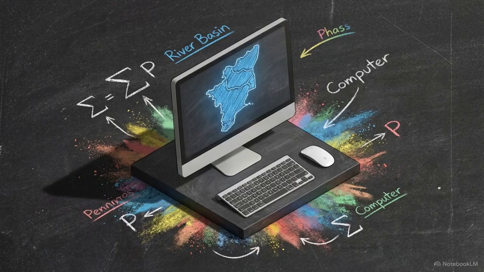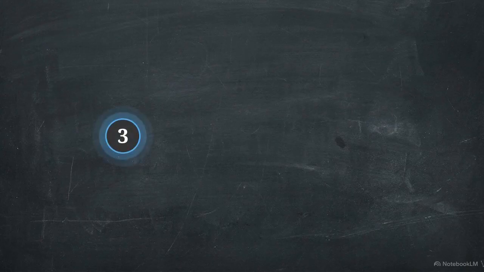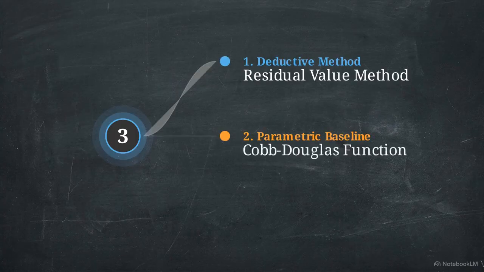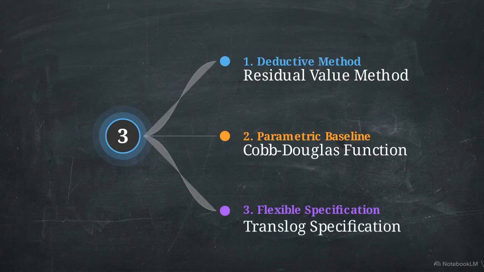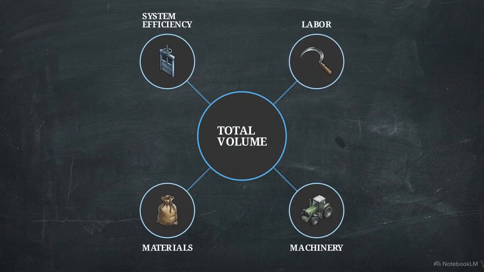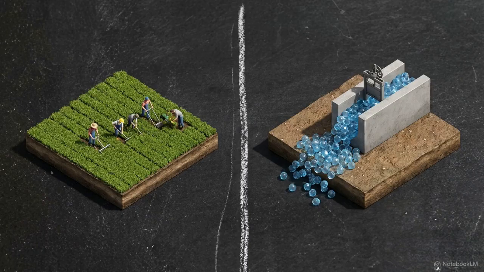To calculate the shadow price of water in the Pennaiyar Basin, economists tested 3 distinct methodologies: the residual value method, the Cobb-Douglas function, and the translog specification. These models allow us to move beyond simple volume to identify the specific factors, from labor coordination to physical delivery systems, that dictate water's true economic performance.